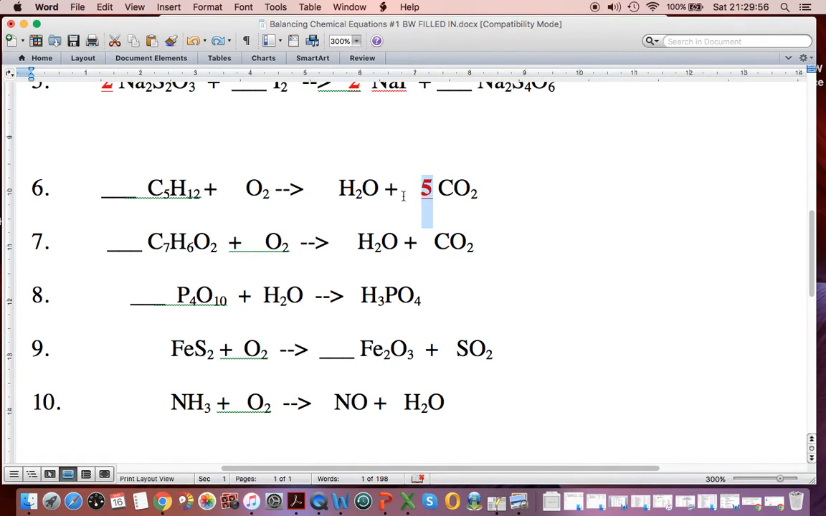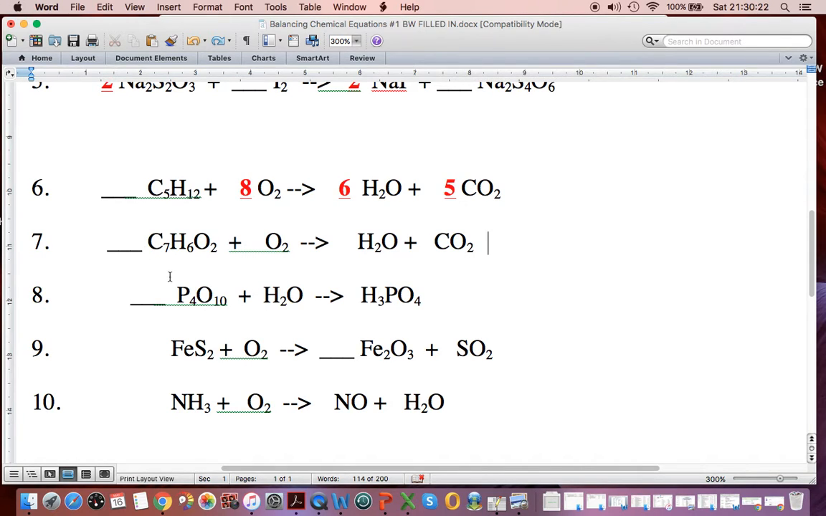So 5 carbons became 5 carbons. 12 hydrogens here. Got to remember there's a 2 there, so it's going to be a 6. Now the tricky thing, we go 6 oxygens there. 5 and 2 is 10. There's a plus sign between them. That's 16. So we need a number that multiplied by 2 equals 16. In other words, we need half of 16. And that is 8. That is now balanced.